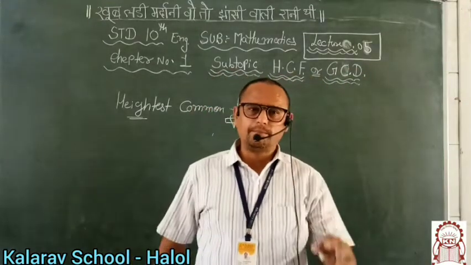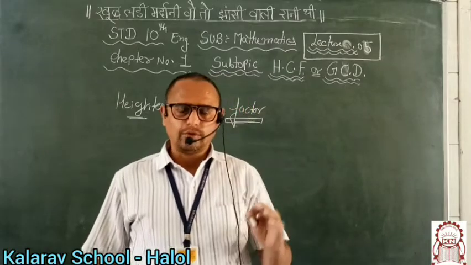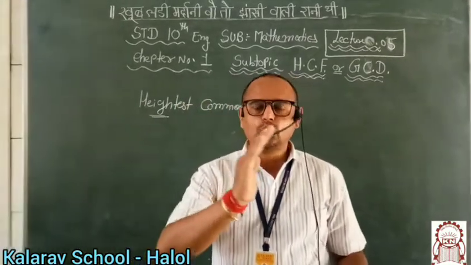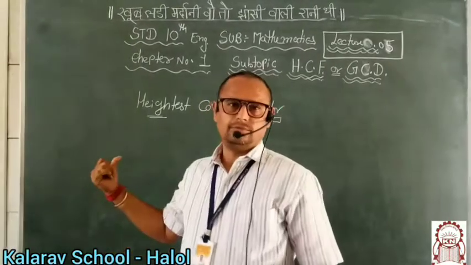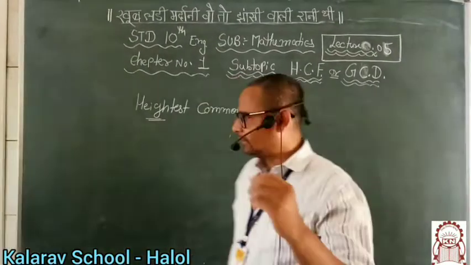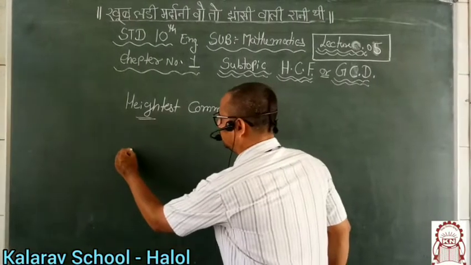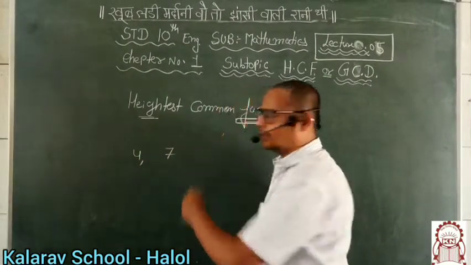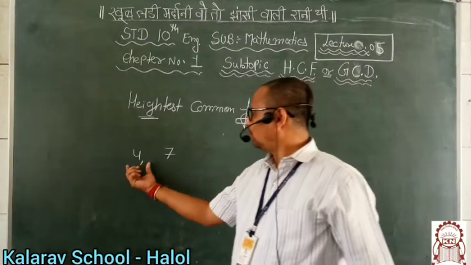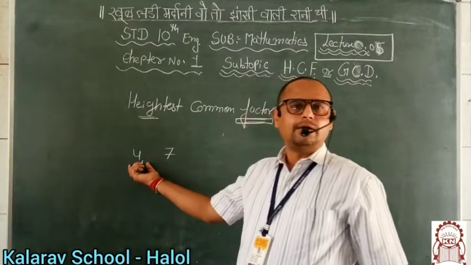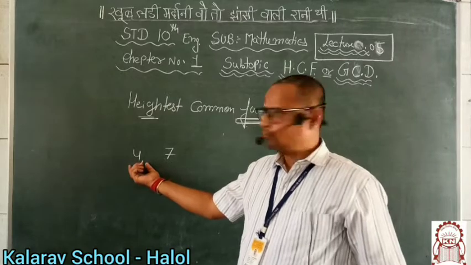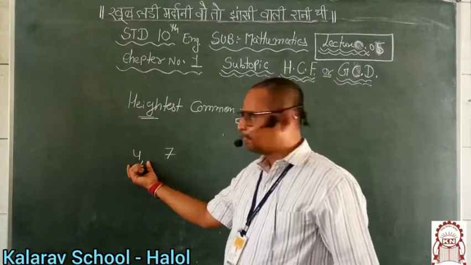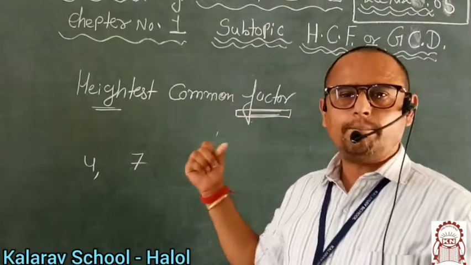Okay children, in part 4, you have understood the HCF of two prime numbers. Now see one more concept here. Suppose I have written here 4 and 7. Now you know very well 4 is an even number, it is a multiple of 2, and 7 is a prime number. Means one number is a composite number and one number is a prime number.